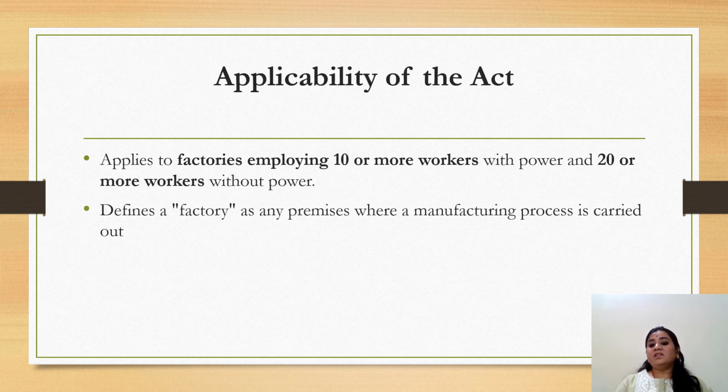As for the applicability of this Act, it covers factories with 10 or more workers using power and factories with 10 or more workers not using power. Basically, a factory is any premises with a manufacturing process employing workers. So in this slide, we have learned the scope and the industries falling under its jurisdiction.